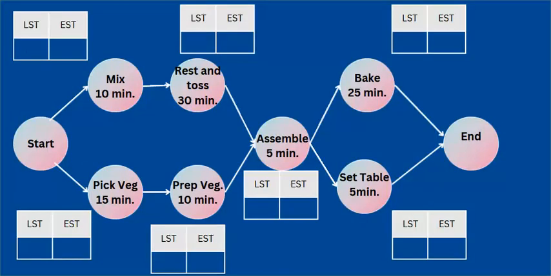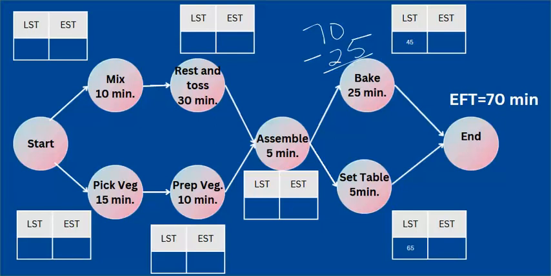I've made a table to help us keep organized. Remember, we decided that our EFT was 70 minutes. Let's find the latest start time to bake our pizza. Well, if it takes us 25 minutes to bake the pizza, I need to start that 25 minutes before 70. So I can take 70 minus 25 to get the latest start time of 45 minutes. This means that I need to put the pizza in the oven to bake 45 minutes after I start. The latest start time for setting my table is 65 minutes.